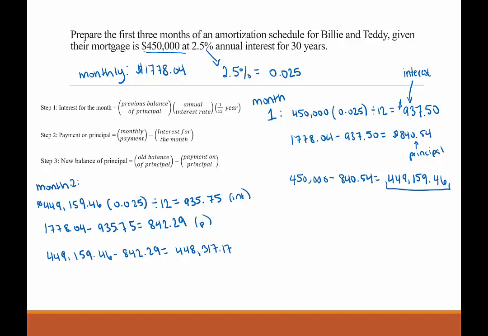Okay, how'd you do? Great? Good. Let's compare notes here. So in month 3, remember our starting principal this time is $448,317.17. So we're going to calculate the interest.